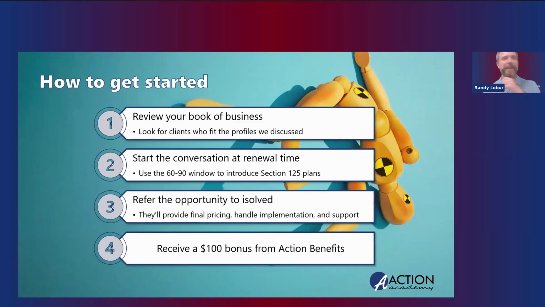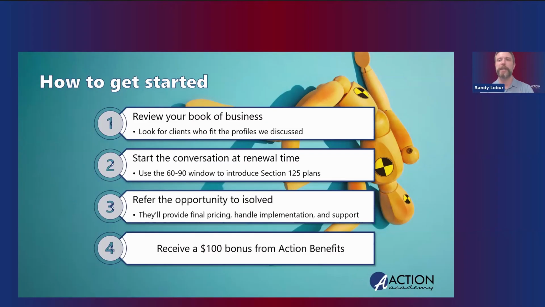It's me. Use that 60 to 90 day window to introduce the Section 125 plan. Bring it up to groups, how they can save money on taxes, reduce employee taxable income, and put money back in the employer's pocket.